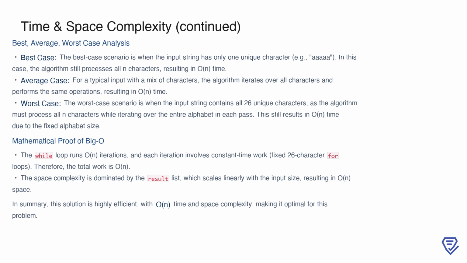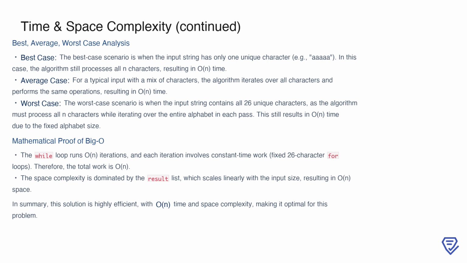When analyzing the algorithm further, the time complexity holds steady across different scenarios. In the best case, where the input contains only one unique character, the algorithm still processes all n characters for counting, building, and joining, resulting in O(n) time. For an average case, with a typical mix of characters, the same operations are performed, yielding O(n) time. Even in the worst case, where the input contains all 26 unique characters, the fixed alphabet size ensures that iterating over the characters within each pass of the loop remains constant work. Thus, the overall time complexity remains linear, or O(n).